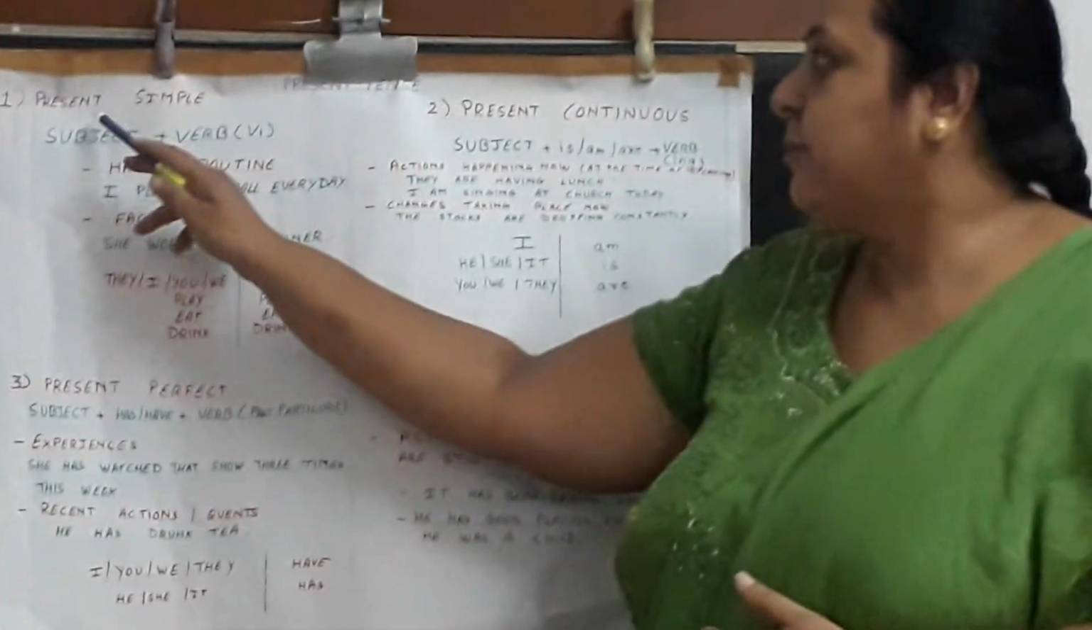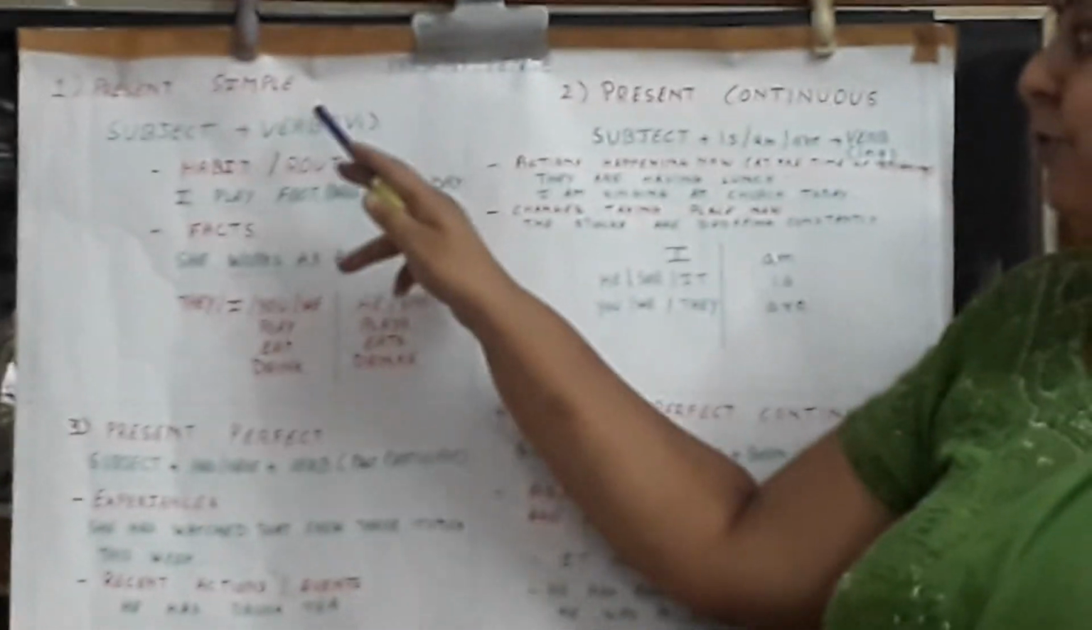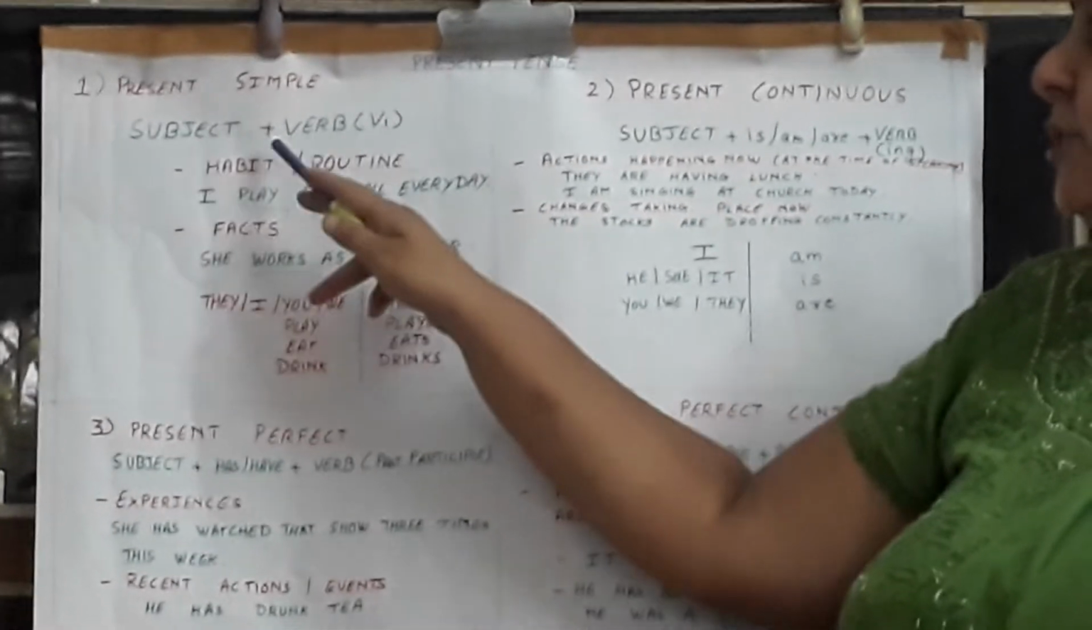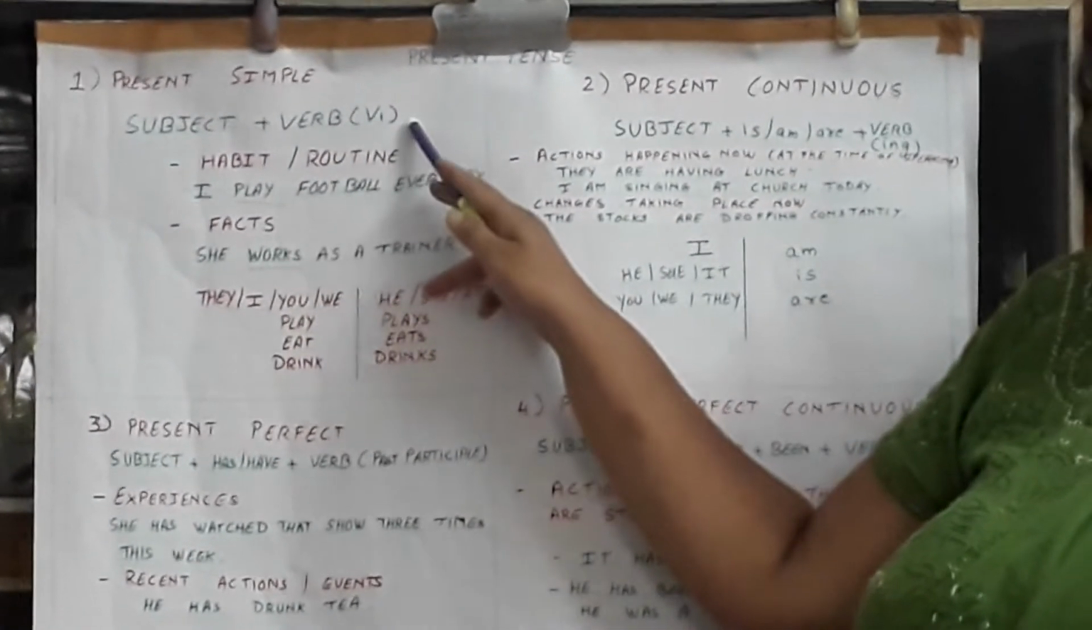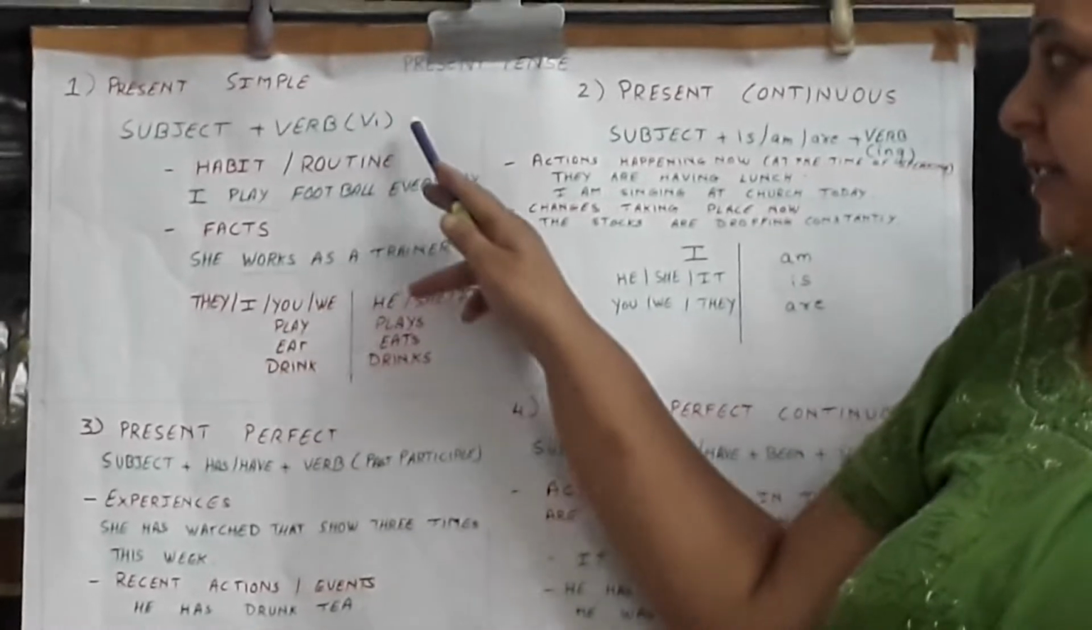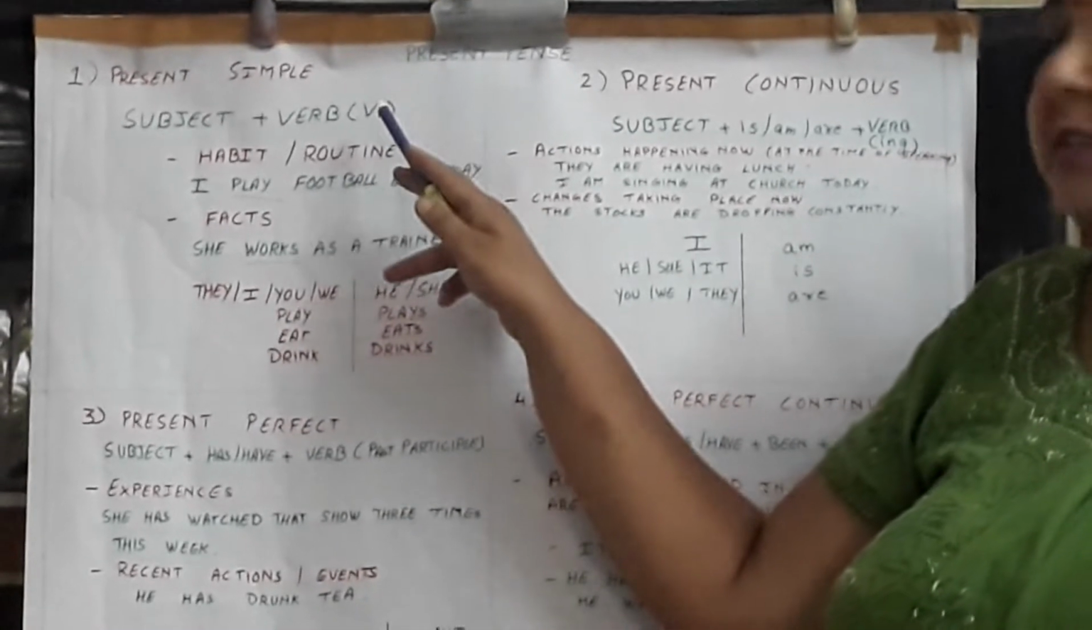Today we are going to learn about tenses. The first tense is present simple tense, and the formula for the present simple tense is subject plus verb in the first form. When do we use present simple tense?